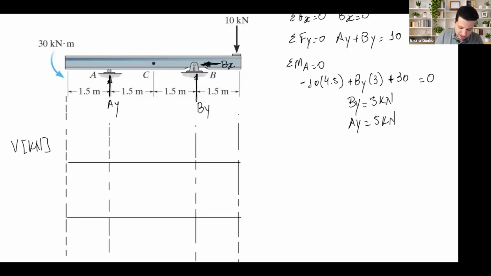So we start at 0. We don't have any shear up to A. At A, we do have shear, then 5. And then we keep going. No shear up to this point. At B, we're going to introduce 5 more. This is going to be 10. No shear up to this point, going back to 0.